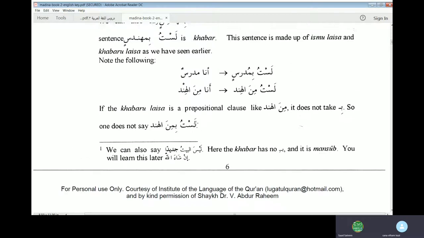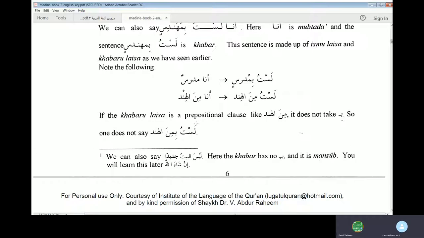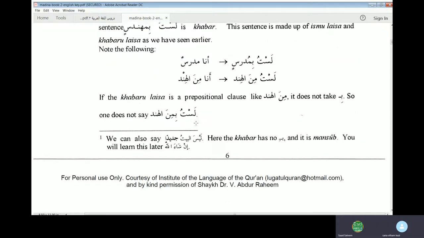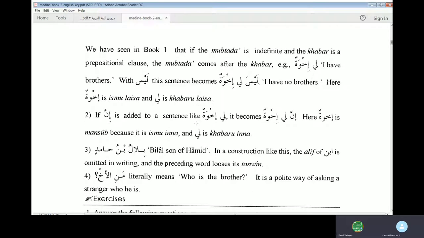The mubtada comes after the khabar, so bi is not needed. I have brothers. With Laysa, this sentence becomes laysa li ikhwatun. I have no brothers. Here, ikhwatun is ismu laysa and li is khabaru laysa. If inna is added to the sentence like ikhwatun, it becomes inna li ikhwatan. Here, ikhwatan is mansoob because it is ismu inna, li is khabaru inna.